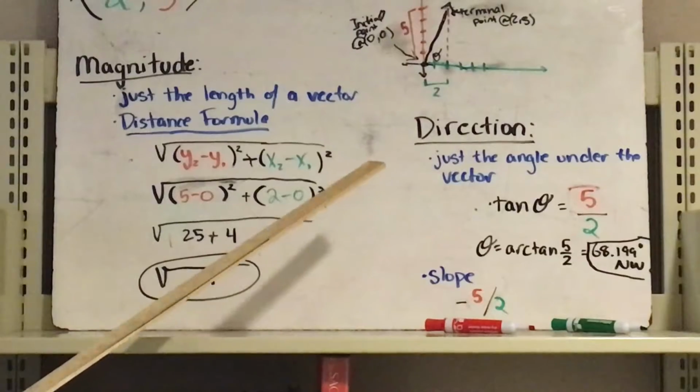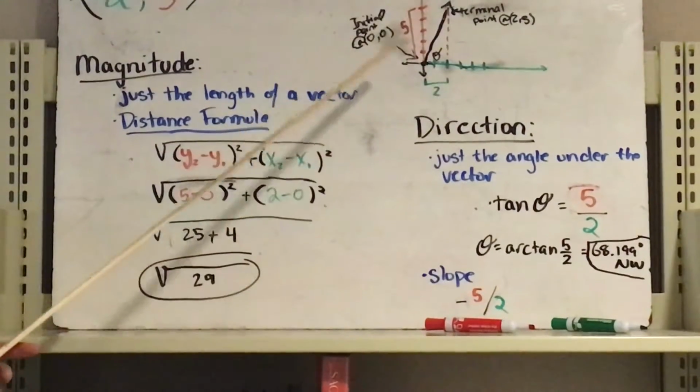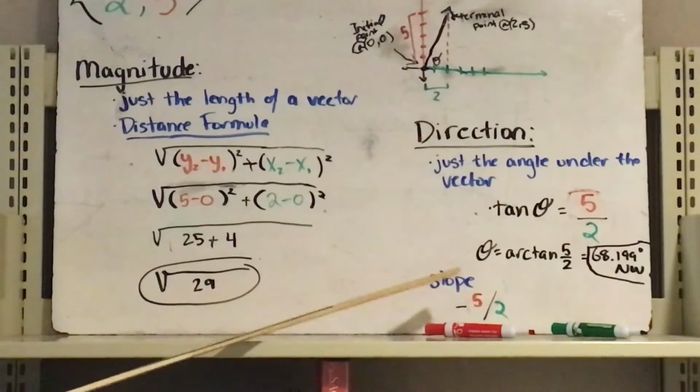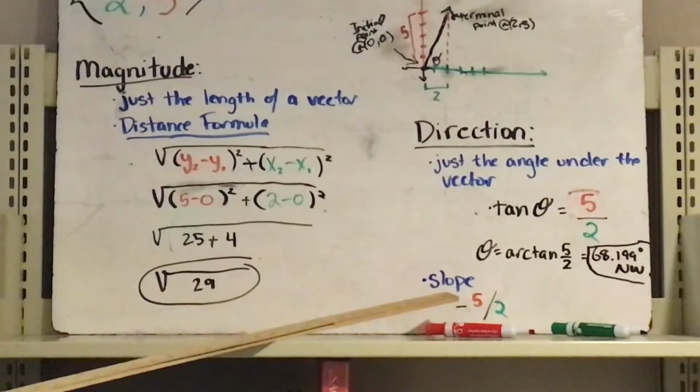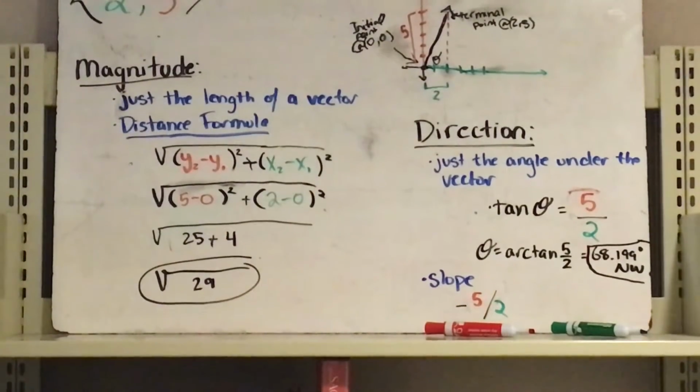Another way to find direction for vectors is by using slope. We know that our y increase is 5 and our x increase is 2, so the slope would be 5 halves. We know that from basic algebra, and so that's another way to express the direction of the vector.